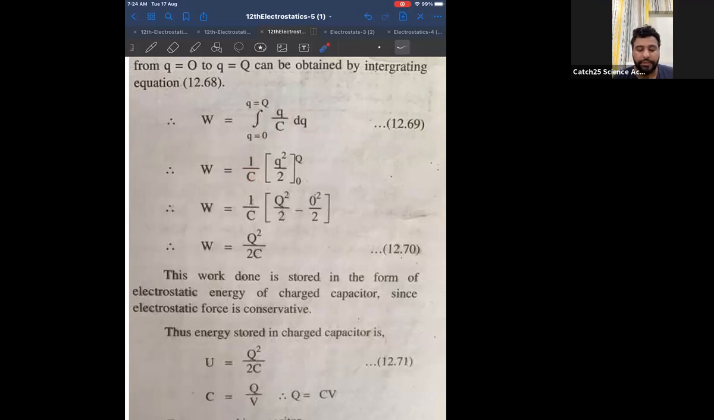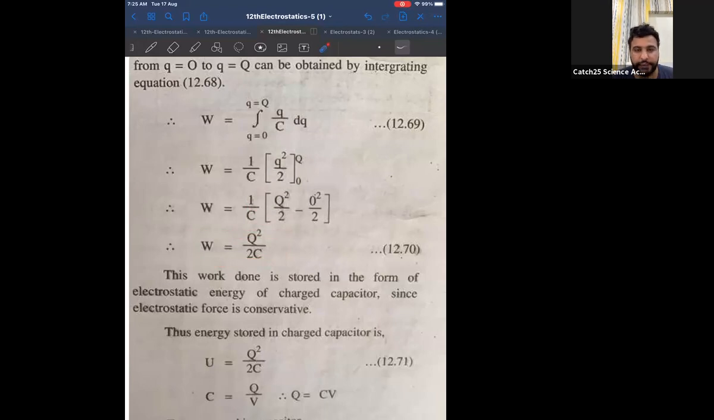And what is the integration of Q dQ? Integration of Q dQ is the same as X dx, which is X square by 2. Therefore, over here I will get Q square by 2 between the limits 0 to capital Q. 1 by C as it is. Inside the bracket, capital Q square by 2 minus 0. So I will get the answer Q square by 2C.